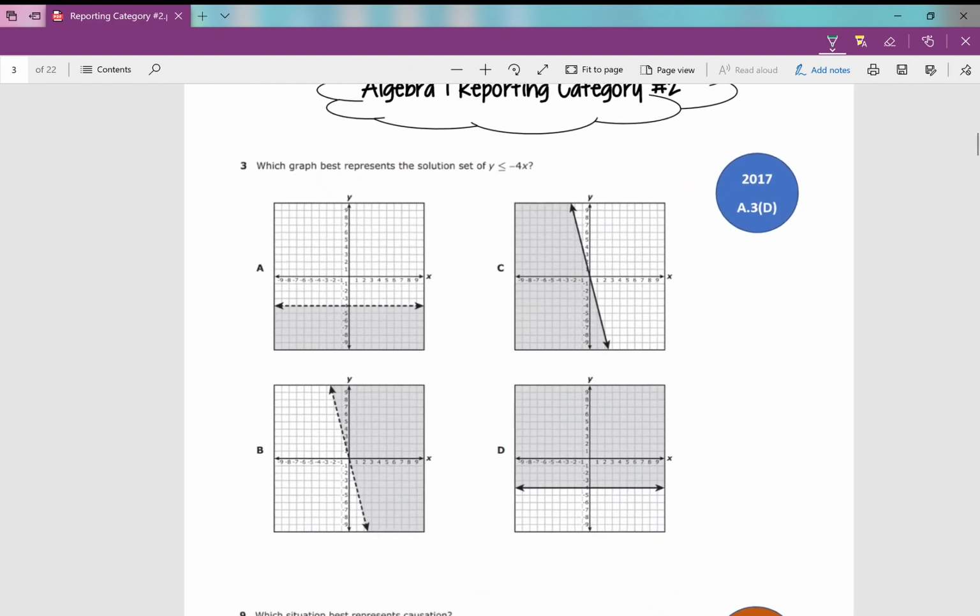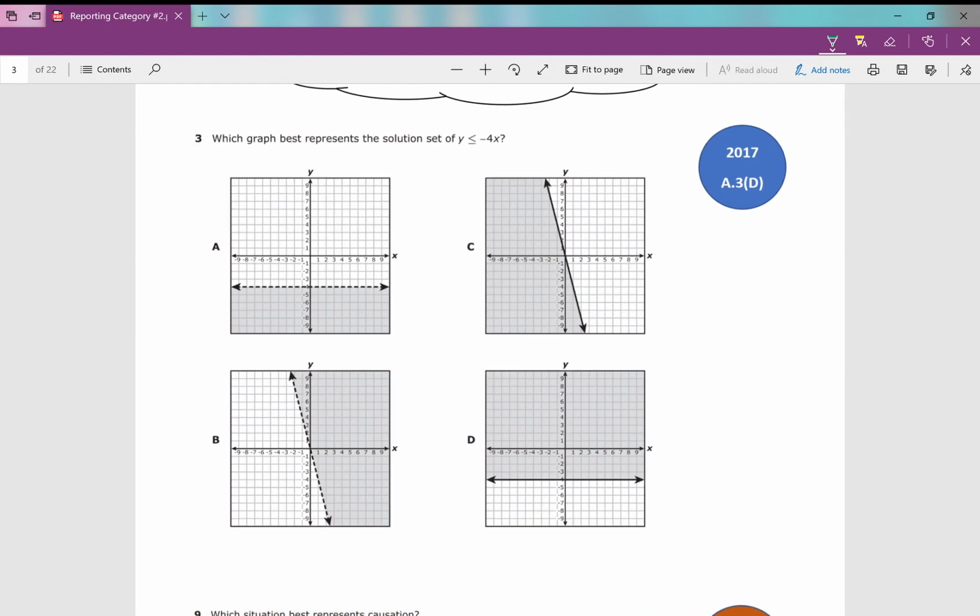Okay, question number 1. Which graph best represents the solution set of y is less than or equal to negative 4x? Awesome. Y is already solved for. I don't have to solve for y. But let's see what this inequality tells me. It's less than or equal to, there's that line underneath my inequality. That tells me that we're looking for a solid line. So can I eliminate any answer choices? Sure, I can eliminate A and B.